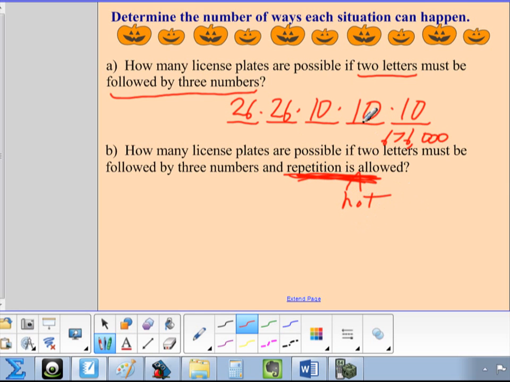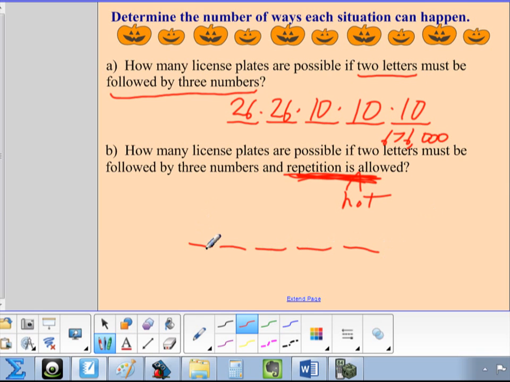So in the first one, nothing said you couldn't have the same letter twice. You could have A and then A, or B and then B, or C and then C. You could have the same number twice. In this problem, we want it to be not allowed, so no repetition. There are situations where that might be the case as well.